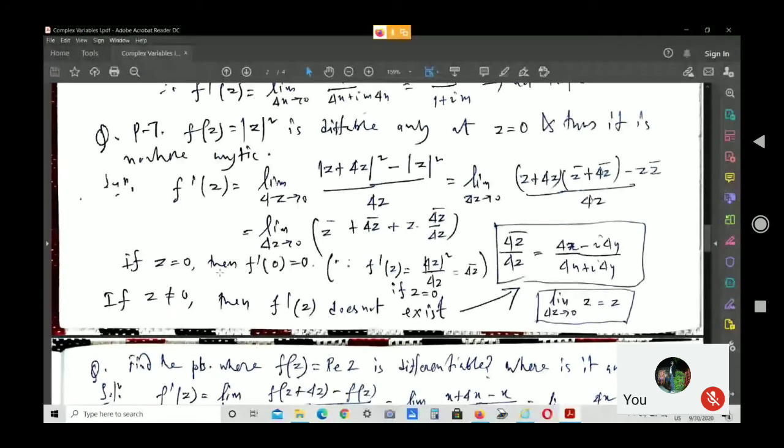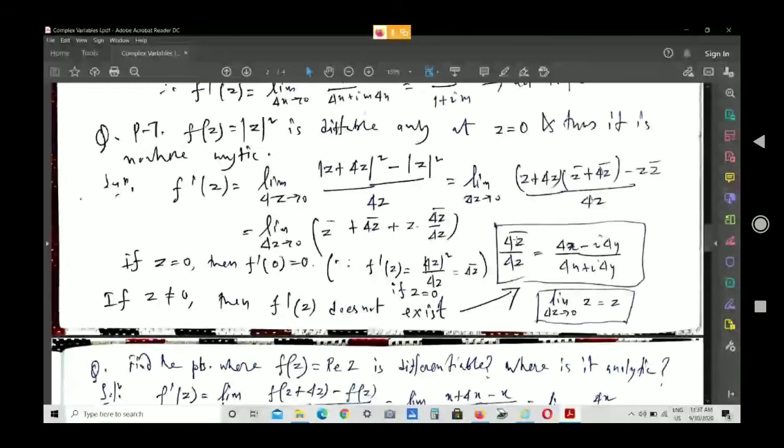So this has been proved here. How this does not exist: if z equal to 0, then f dash 0 equal to 0. But since del z bar divided by del z is equal to this expression, we can show, like earlier, that this limit does not exist when del z tends to 0.